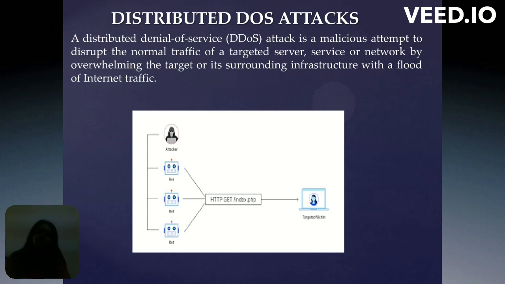And next, the final example is the distributed DoS attack, or distributed denial of service attack, which is a malicious attempt to disrupt the normal traffic of a targeted server, service, or network by overwhelming the target or its surrounding infrastructure with a flood of internet traffic.